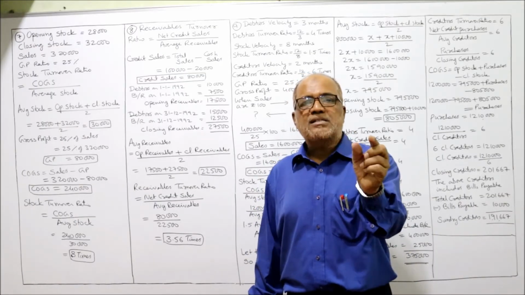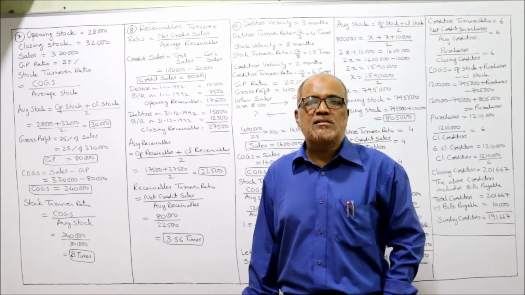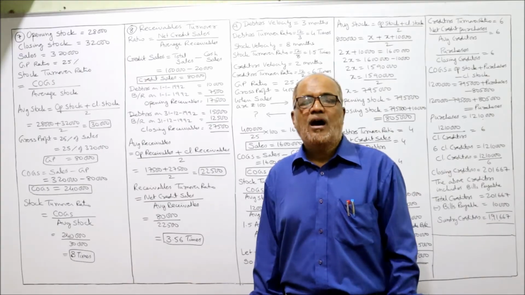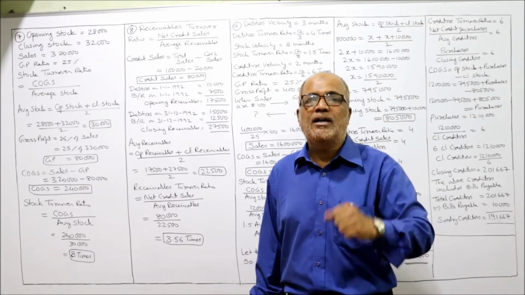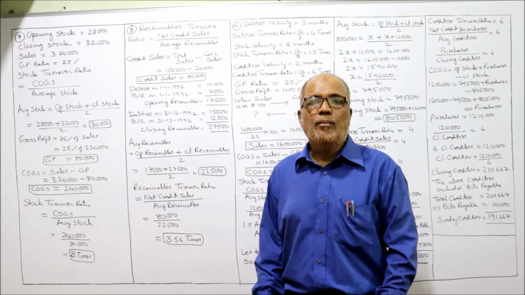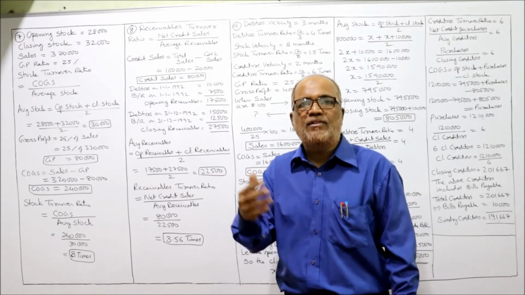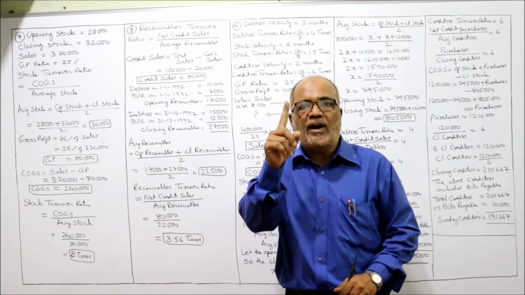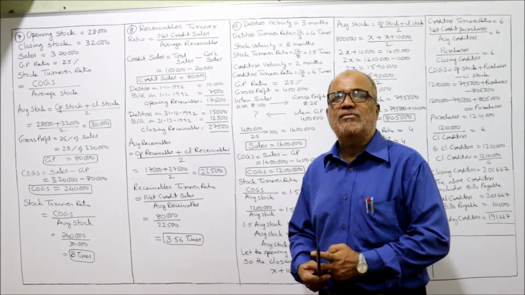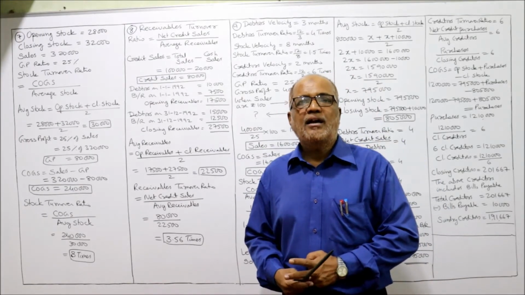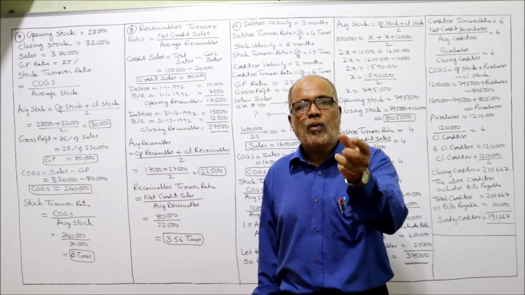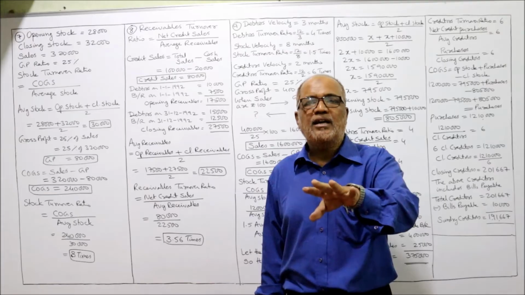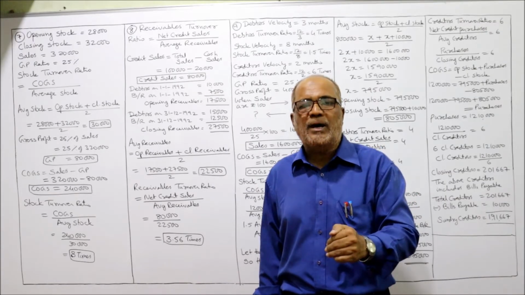The receivables turnover ratio signifies how many times cash is recovered from debtors. How many times cash is received from the customers. So in 1 year we got 3.56 times. Suppose 3 times. What does it mean, 3 times? In 1 year, 3 times we are getting the money from customers.